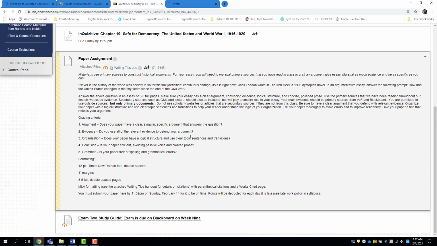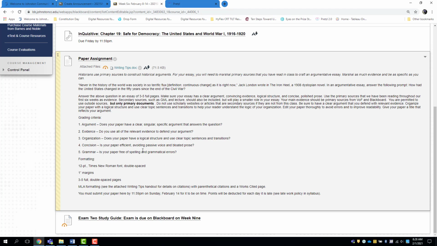Organization, also very important. Don't jump around in time. Don't start in 1892, and then your next paragraph is 1875. You're going backwards in time. We're not time travelers. We are not the Doctor. So stick with a linear time in your organization. And also clear topic sentences and transitions.